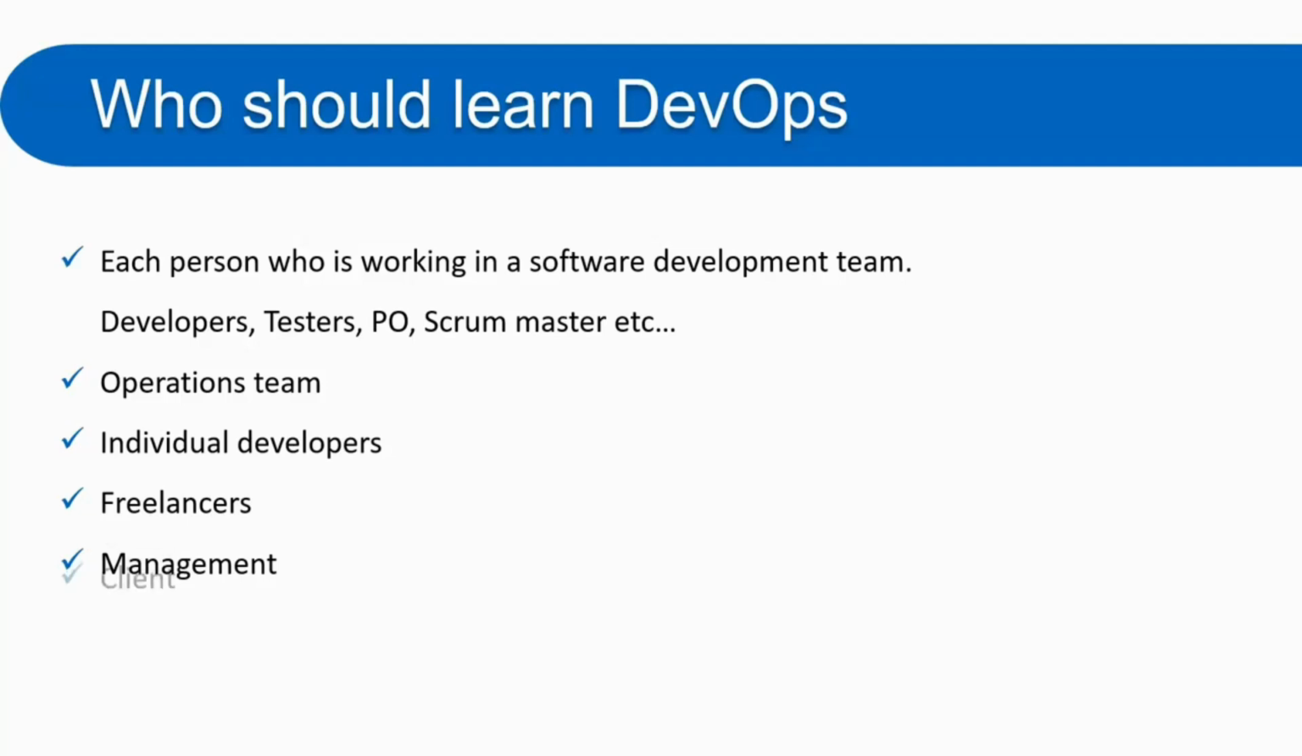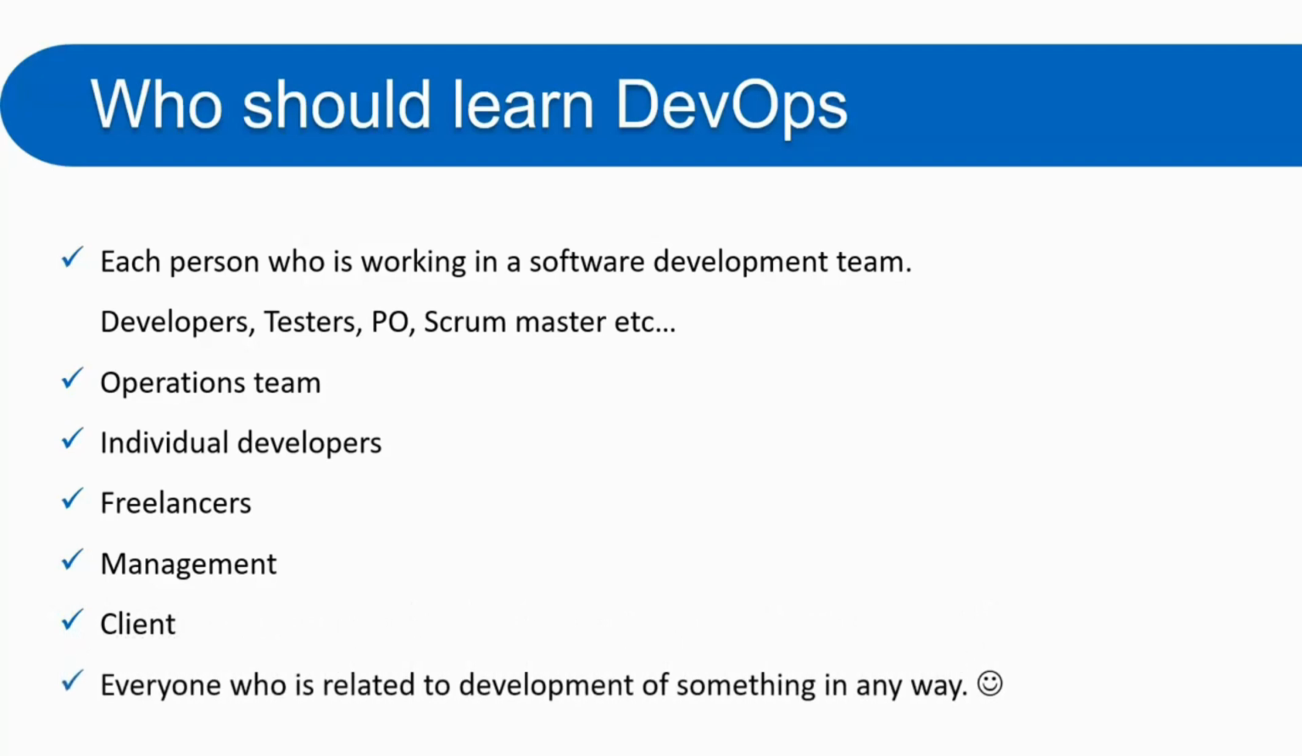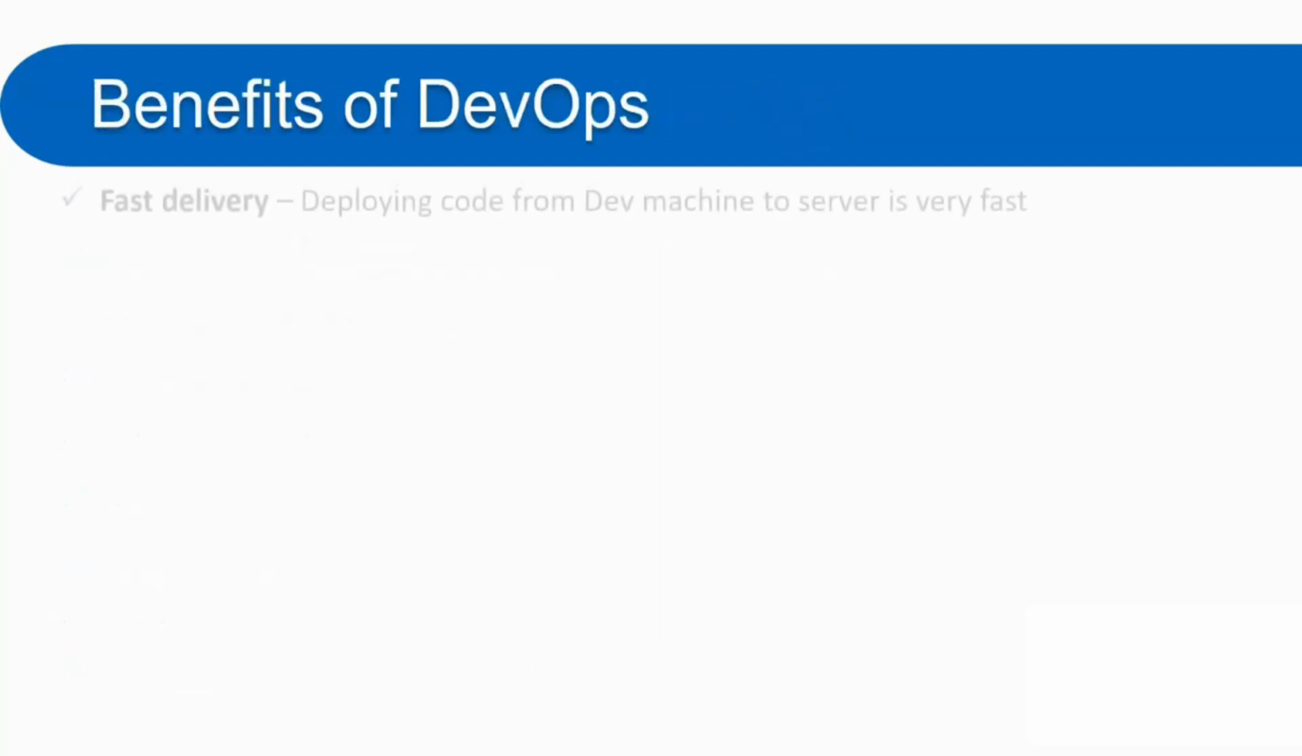And the most important person who should learn about DevOps is the client. If you're a client of a product and some team is working on your product, then you must learn about DevOps, because you can get a clear picture of what is going on in the development. You can see the progress with the help of multiple graphs, deployments, how many bugs there are, how many stories there are, etc. These points are taken care of by DevOps. So if you are a client or someone who is related to the development of something in any way, you must learn DevOps. Now let's see what the benefits of DevOps are.